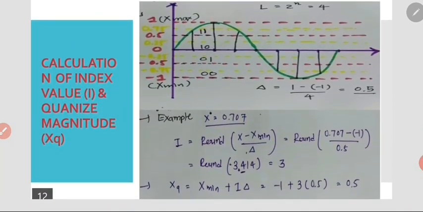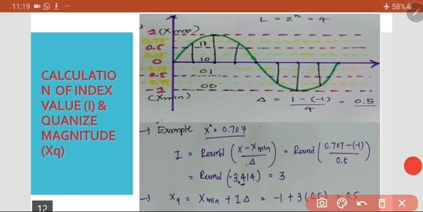Okay, we just see this slide. This is just taking the example which I already showed you, that is for x equal to 0.707, that is this sampled value, and this value I put in the equation of index value, and I will get the index value 3 for xq. The answer of xq we will get is 0.5. So we repeat those two equations for each and every sample.